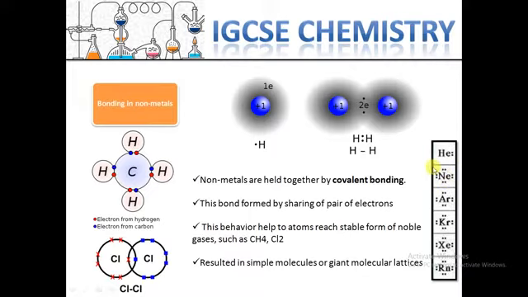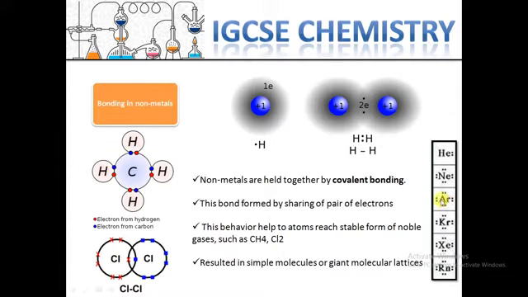Neon has 8 electrons. That means atoms like to reach 8 electrons at the outer shell. Why? Because in this case they can reach the stable form. Okay, like noble gases. Helium has 2 electrons at the outer shell. Neon has 8 electrons at the outer shell. Argon has 8 electrons at the outer shell.